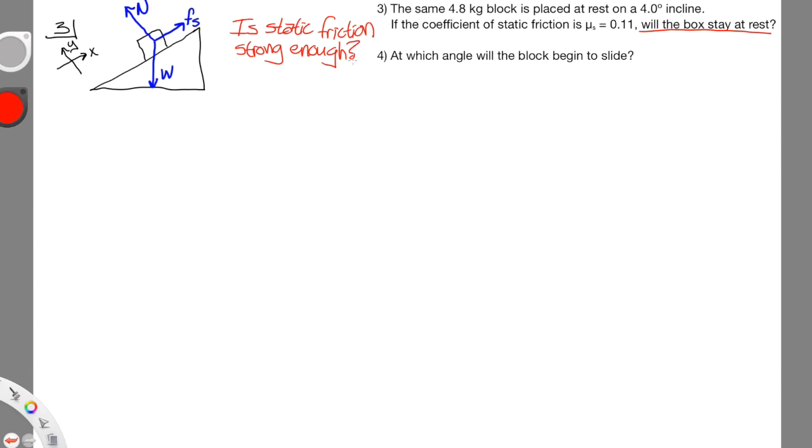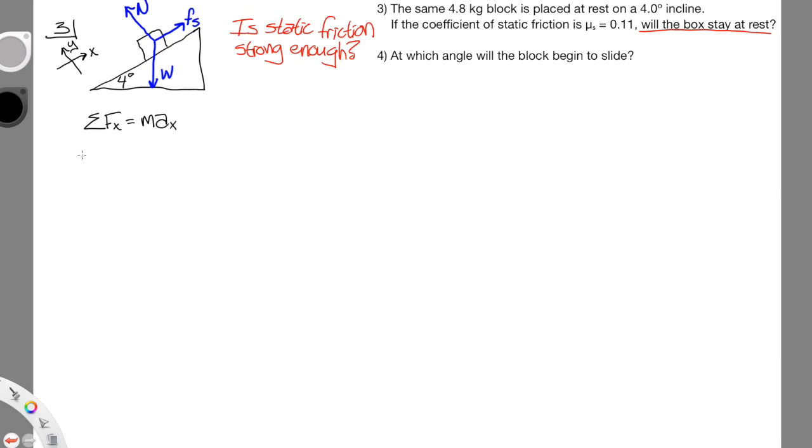So to begin with, I'm going to write my F equals ma equations, and I'm going to try to figure out how strong static friction would need to be to hold this box at rest. And I guess I should probably label my 4-degree incline here. So how strong does static friction need to be? Well, static friction's in the x direction, so let's write my x equation first. Sum of the forces in the x direction equals mass times acceleration in the x direction.